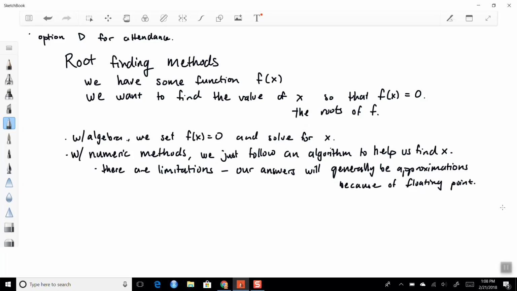I will cover today 4 different root finding methods, and these are all just different methods to find where the function crosses the x-axis, to find where f of x is equal to 0.